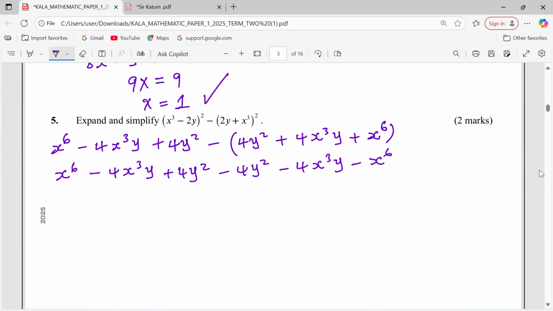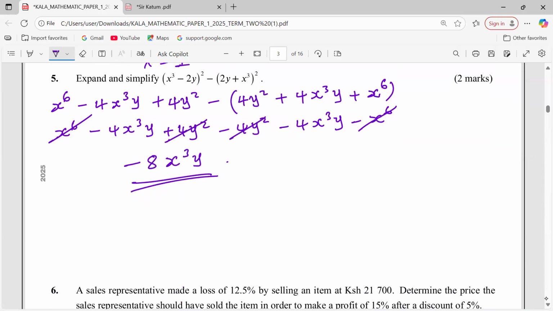Now we can group terms. This one and this one cancel: x power 6 minus x power 6. Then again, the positive 4y squared and the negative 4y squared also cancel. Then we remain with negative 8x power 3 y. So that will be the simplest form of that particular question.